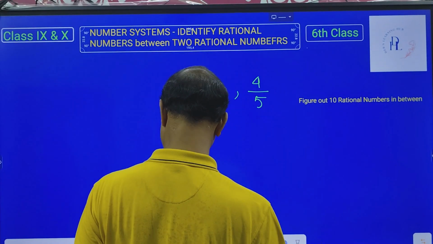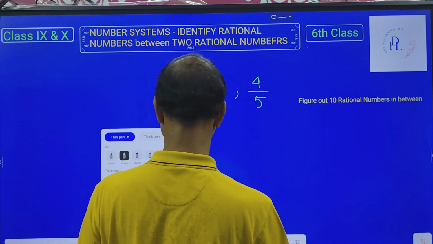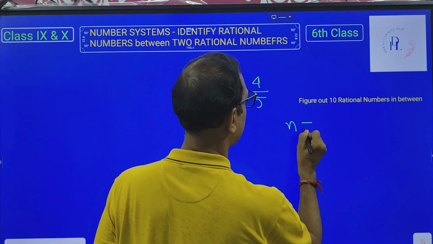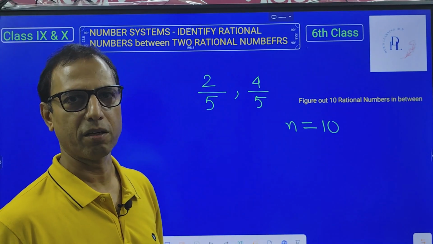Suppose this 10 means n equals 10. n equals 10, this is given. You are supposed to figure out 10 rational numbers in between.